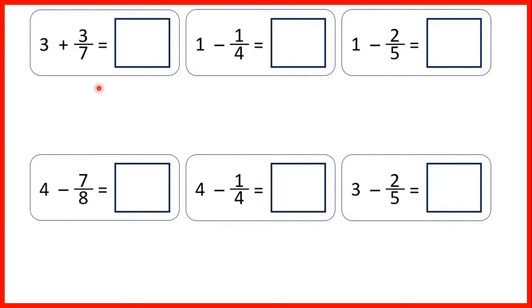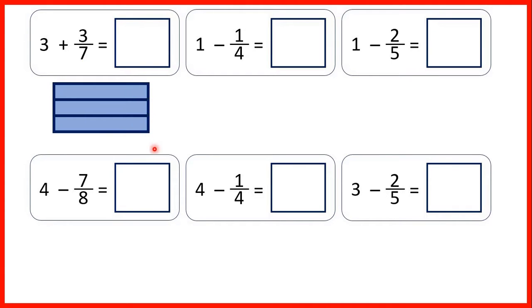Now for these questions, we're adding or subtracting whole numbers and fractions. So first, we have 3 plus 3/7. So that's 3 wholes and 3/7. So our answer is just 3 and 3/7. When we're adding a fraction to a whole number, we just get a mixed number with the whole number and the fraction next to each other.